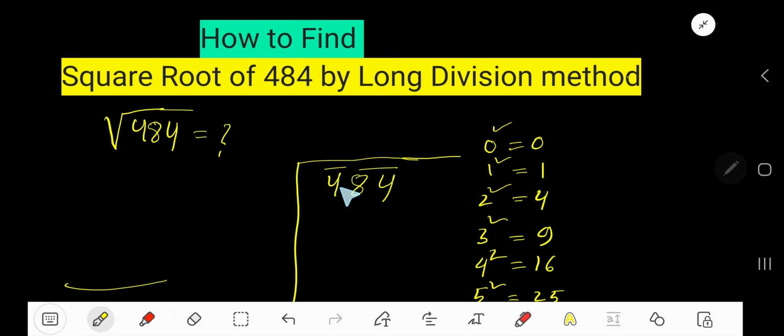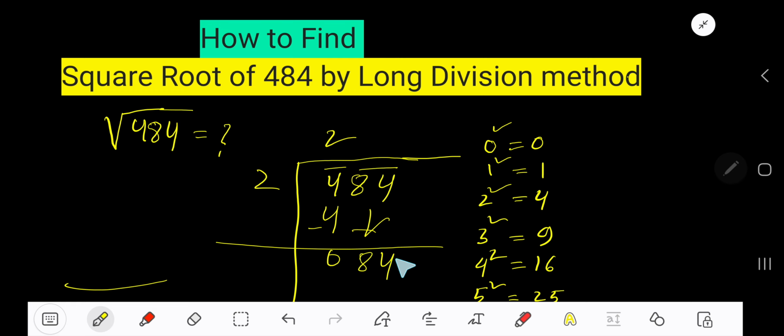In the first pair we have only one digit, so you have to take a number whose square will be equal to 4 or nearest to 4. If you place 2 here, then 2 squared will be 4. So this 2 must come to the quotient also. 2 times 2 is 4. Subtract, 0. Bring down the next pair, 84. 0, 84 means 84.